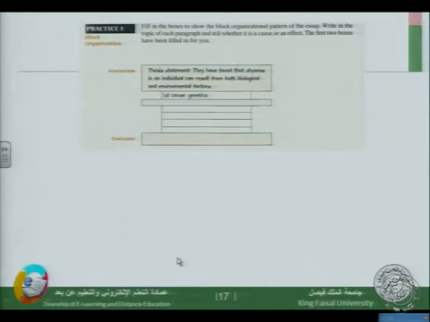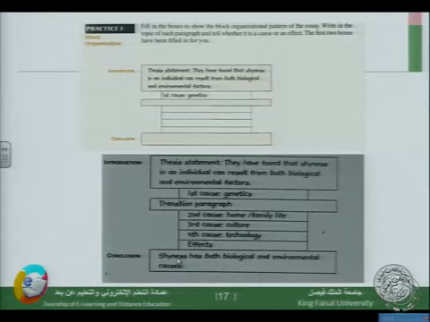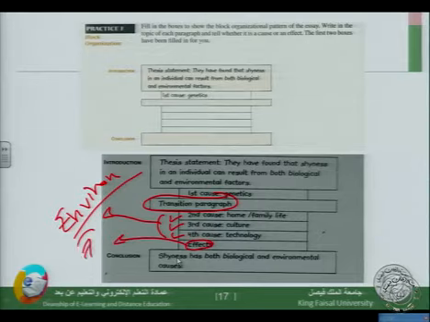This statement can, they have found that shyness in an individual can result from both biological and environmental factors. أول cause ذكره genetics، حكى عن البيولوجي، بعدين حكى transition words، حكينا عن إنه في transition paragraph، بعدين ذكرنا السبب الثاني الثالث الرابع اللي هو موجود في environmental. أوكي، بعدين حكينا عن consequences في الباراجراف رقم 7، وفي النهاية كان في عندنا conclusion.